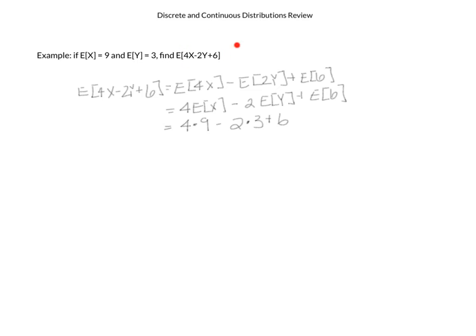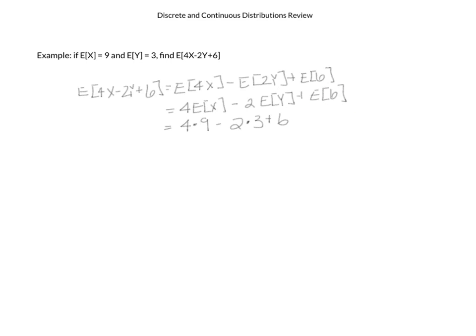Now, expected value is a linear function, so you can separate them out. Expected value of 4x minus expected value of 2y plus expected value of 6. And then you can pull out your scalar multiples, so 4 times expected value of x minus 2 times the expected value of y plus expected value of 6. So now it's 4 times expected value of x, which is equal to 9, that was given to us, minus 2 times the expected value of y, which is equal to 3, that was given to us, plus 6, the expected value of any constant is just that constant.